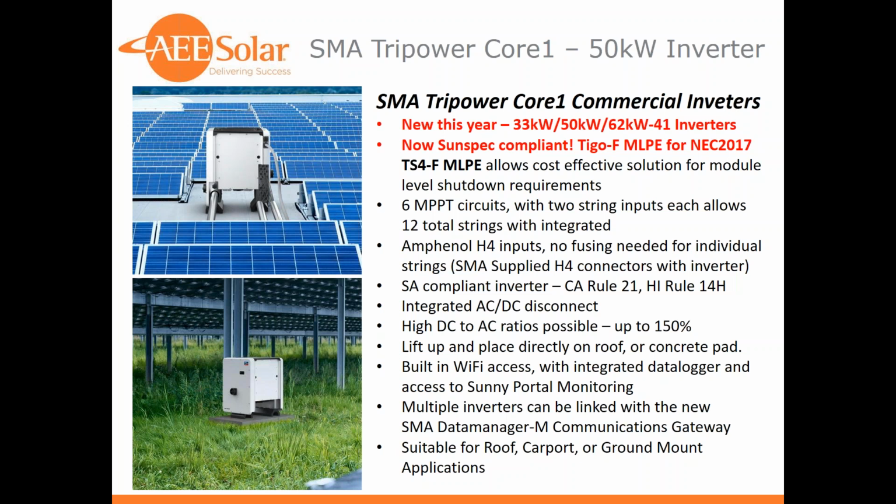What's nice about them is they have an integrated AC and DC disconnect, so if there's ever an issue servicing the inverter, the top portion can be removed and quickly serviced. And we mentioned earlier, they have a very high DC to AC ratio that you can load these inverters up to. Especially if you have an east-west racking system, for example, we can push them right up to 150% and have 75 kW on each 50 kW inverter, so fewer inverters are needed for each installation.